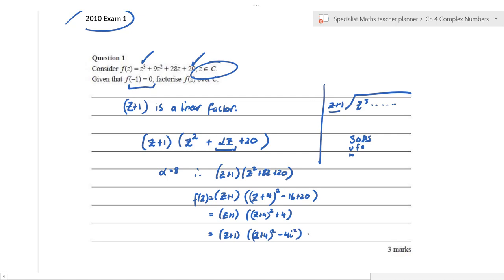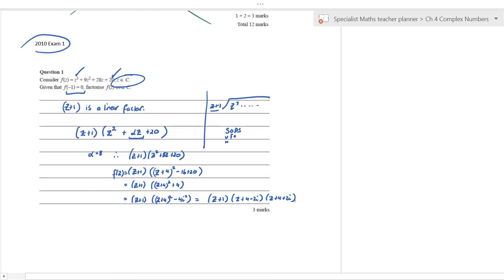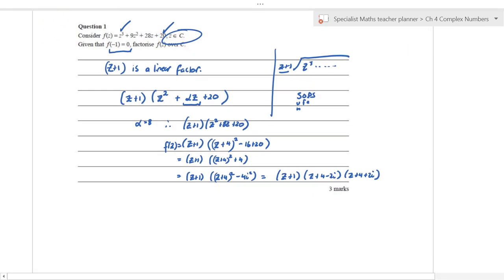So therefore that's equal to, and this is going to be our answer as well, z plus 1 times z plus 4 minus 2i times z plus 4 plus 2i, and we're done. I bet it wouldn't have taken that long. I reckon if you were really on the game, you could do that in 2 minutes. I'm going to pause it now and show you how students went in this question.